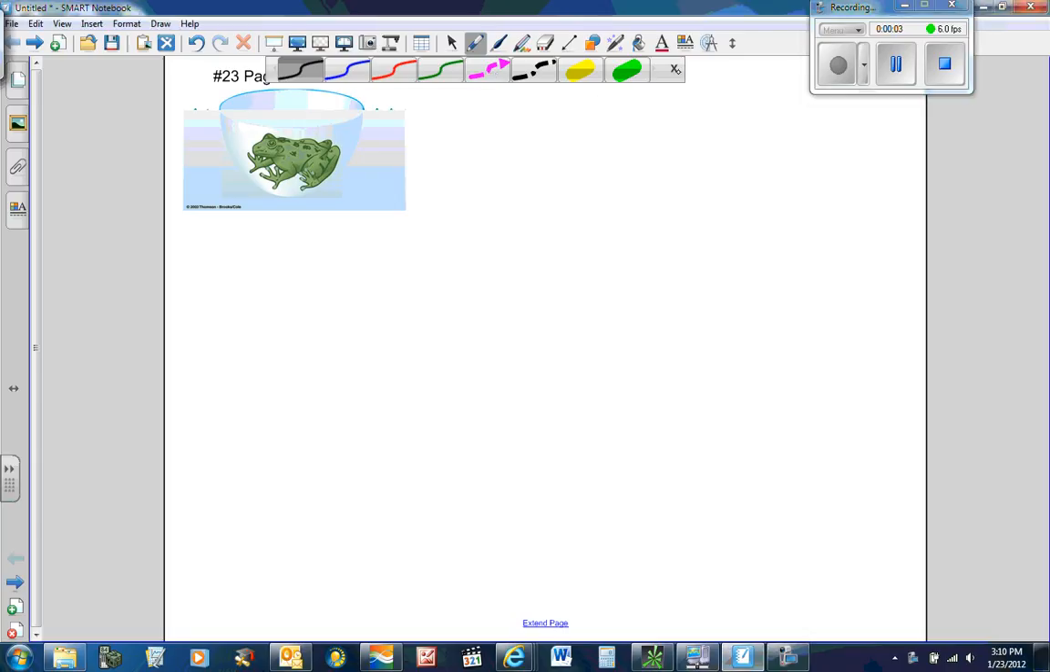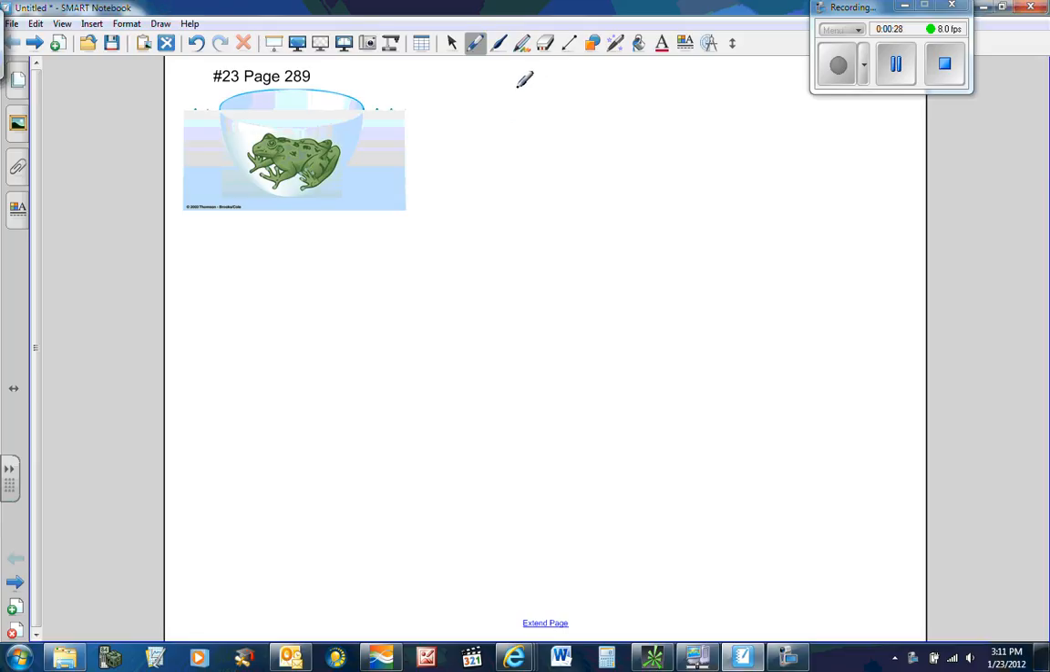All right, this is going to be number 23 on page 289. A frog in a hemispherical bowl, as shown below, floats in a fluid with a density of 1.35 times 10 to the third kilograms per meter cubed. If the bowl has a radius of 6 centimeters and negligible mass, what is the mass of the frog?